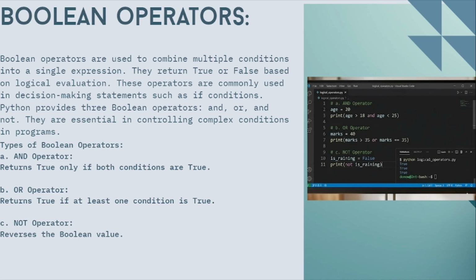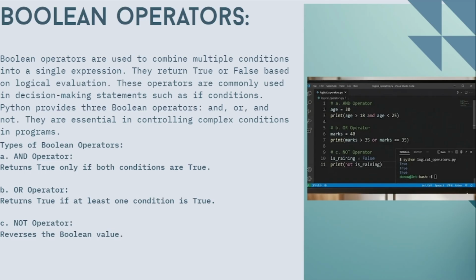If you come to the example window, here you can see age is equal to 20. Now, print age is greater than 18. That means is 20 greater than 18? It is true. And age is less than 25. Since 20 is less than 25, both the conditions are satisfied, we'll get output as true.